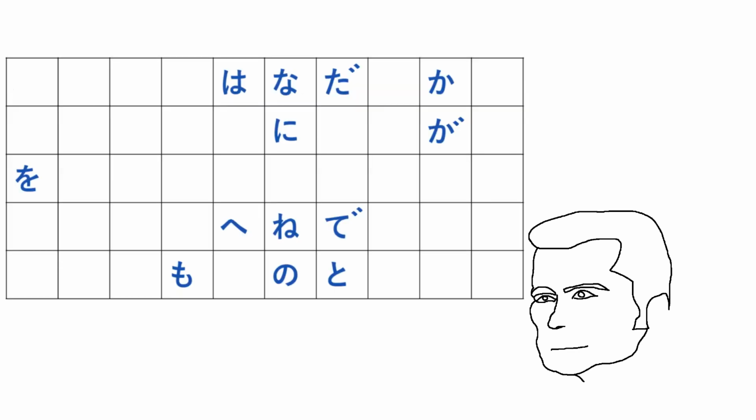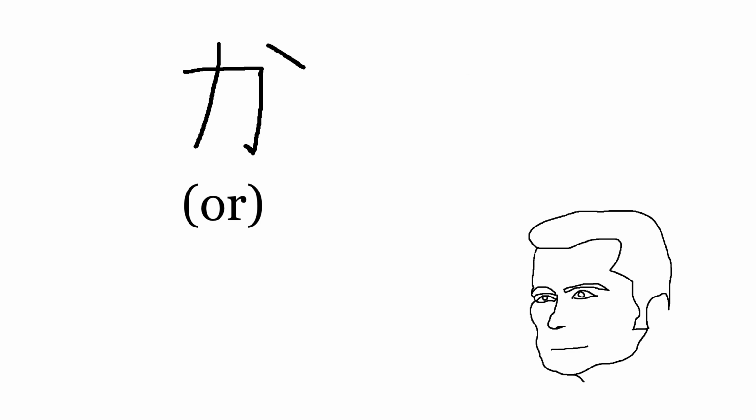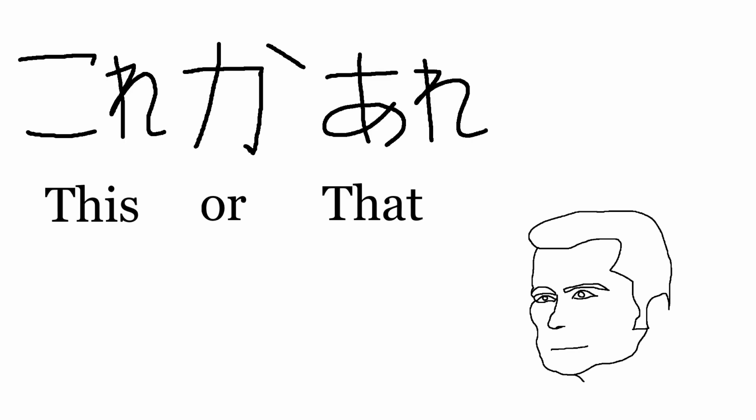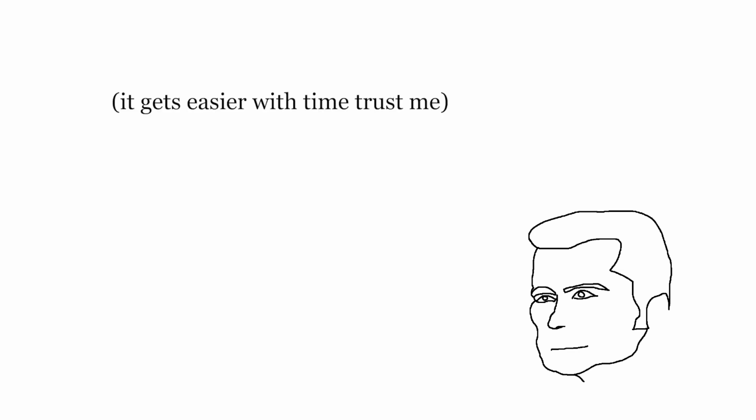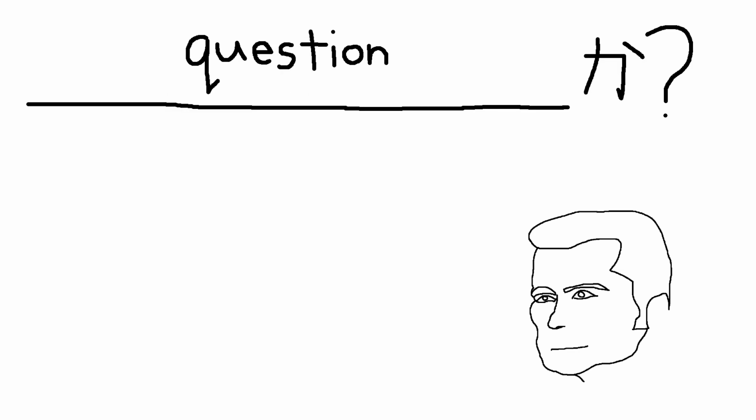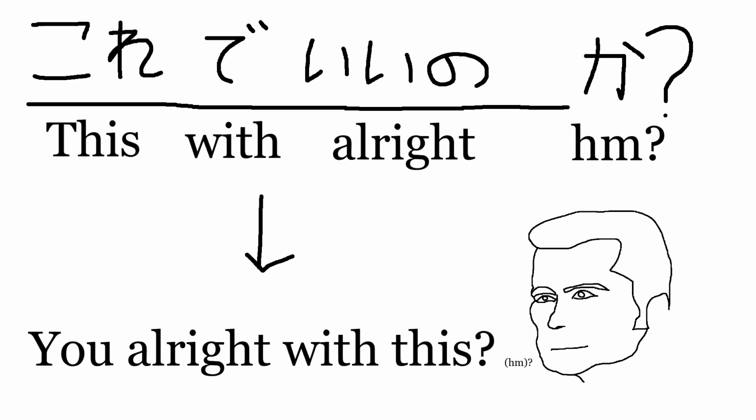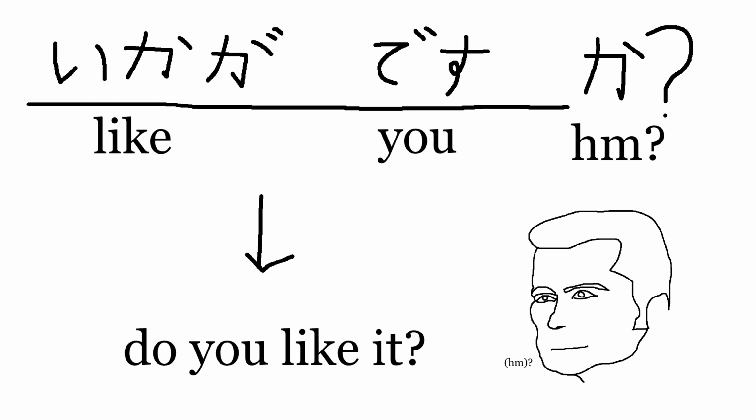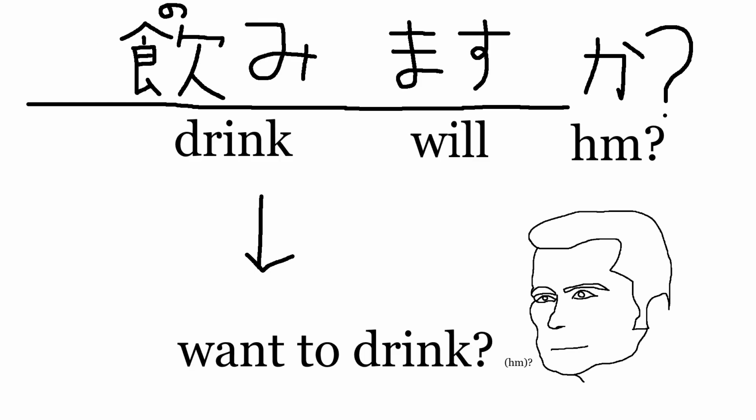Let's go through alphabetical order because I can't think of any other way of listing them aside from a tier list. Ka, when put at the end of a noun, means or. So when somebody says this or that, in Japanese it would be kore ka are. Easy, right? Also, if you use ka at the end of a question like kore de ii no ka, it means like you sure you're good with that? Ikaga desu ka? Nomimasu ka?